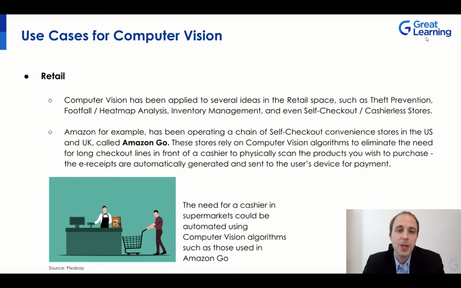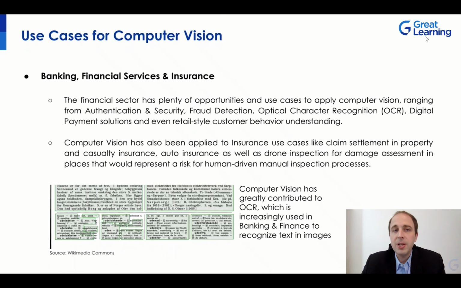Amazon has been working on some of these things, and they have some locations called Amazon Go, where they rely on computer vision to have a cashierless experience. And it's something they've been working on and that they're constantly trying to perfect. Well, there are many other applications of computer vision. In banking, financial services, and insurance, we can think of many as well.